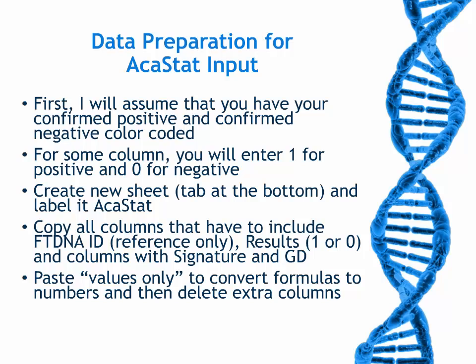So the first thing you need to do is create a new sheet, using the tabs at the bottom, and label it AcaStat. What you want to do is copy all the columns to include the FT and ID, and that's really for reference only, the results where only 0 and 1 are there, and then the columns with signature and GD. Then you paste with values only to convert the signature and genetic distance formulas into numbers versus the formulas that they currently are.